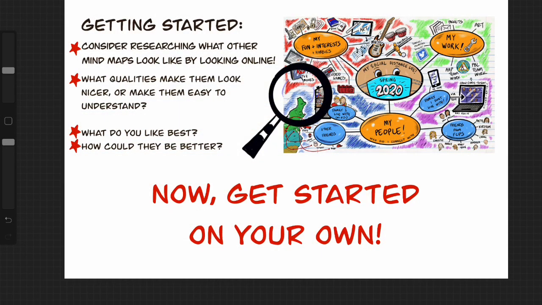So before you get started on your own, it can be a great idea to look to see what other people have done when they've made mind maps. If you get online, you can research mind maps and find a lot of different samples from a lot of different people. When you're looking at them, try to look at the pictures, the symbols, the words, and the things that people have done to make them really interesting and also really easy to understand. What do you like best? How could they be better? Those are questions that you should ask yourselves anytime you're looking at something new. Once you get some ideas, go get started on your own.